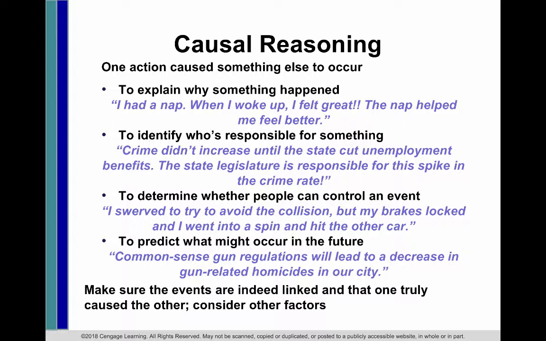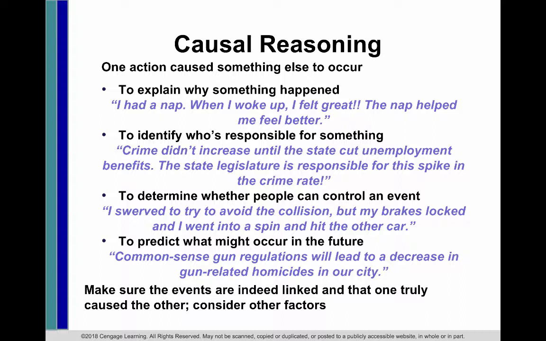I had a nap. When I woke up, I felt great. The nap helped me feel better. But you can also use it to identify who's responsible or who's at fault for something, as in this example. Crime didn't increase until the state cut unemployment benefits. The state legislature is responsible for this spike in the crime rate.